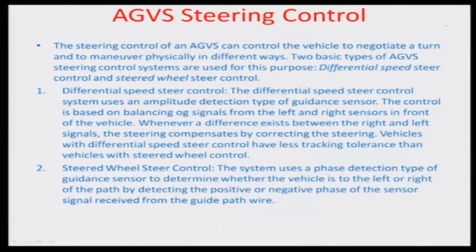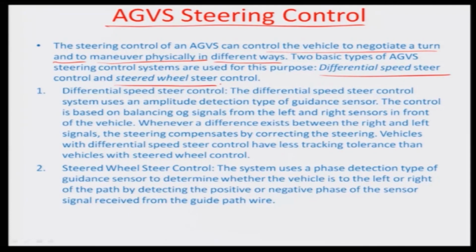Let us look at how to perform steering control, local steering control. Obviously steering control of an AGVS can control the vehicle to negotiate a turn and to maneuver physically in different ways. There are two principal types of steering controls that these AGVS have. One is called the differential speed steer system, and another is the steered wheel control. So let us look at both separately.